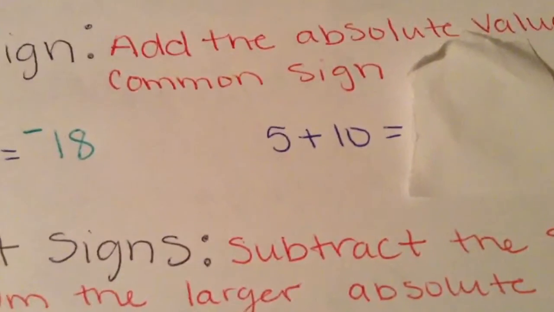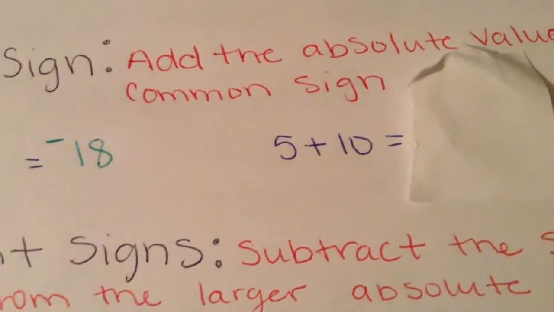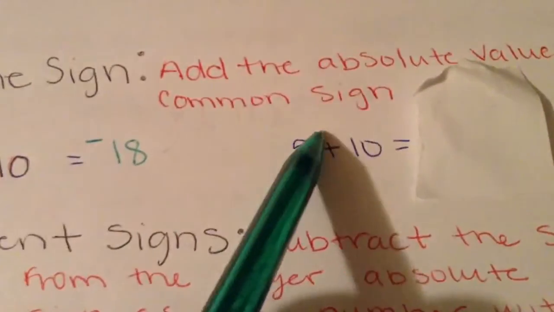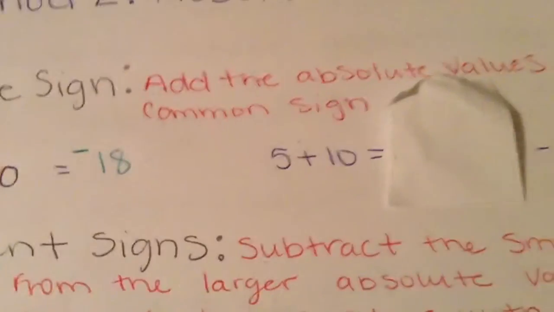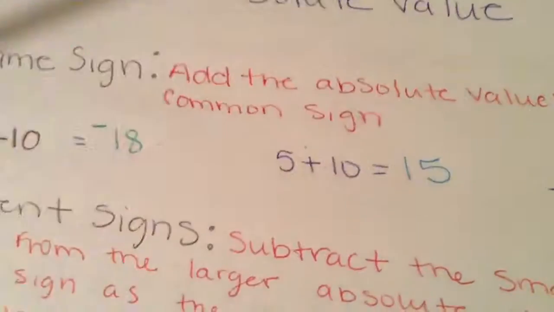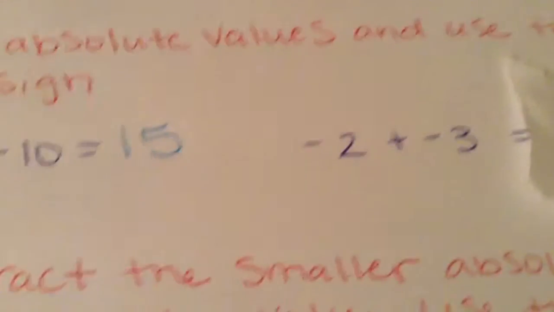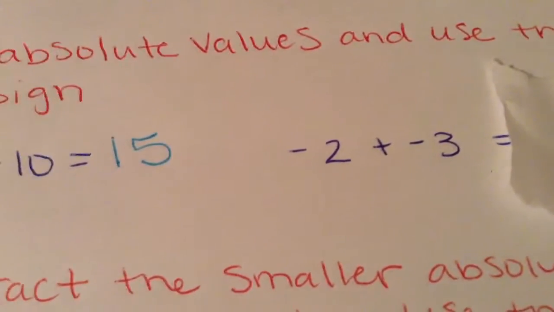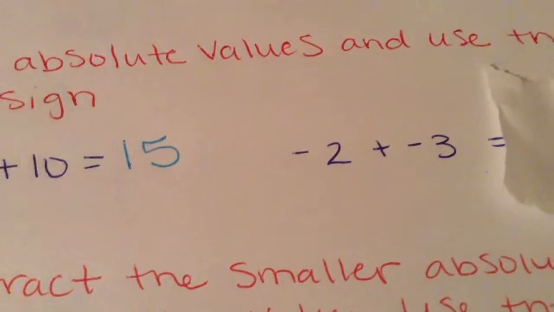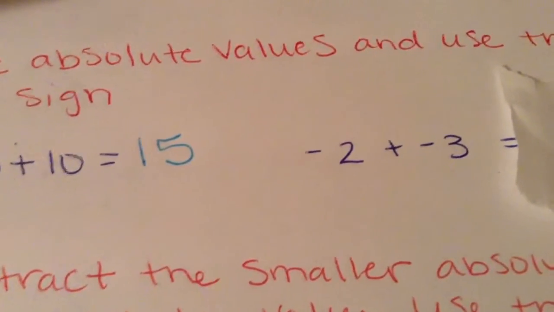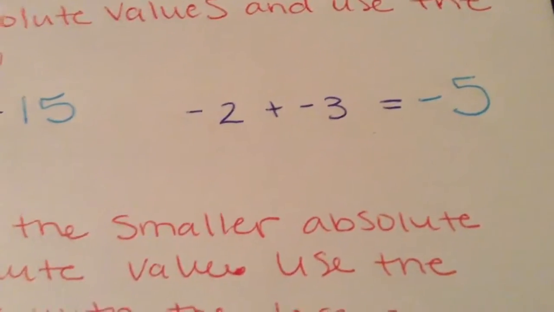Looking over here, we just have a 5 plus 10, both positive. We know our answer is definitely going to be what? Positive, because it's a common sign, okay? 5 plus 10 is definitely going to be 15 positive because they're both positives. Looking at negative 2 plus negative 3, that's definitely going to be our negative 5 because they're both negative.